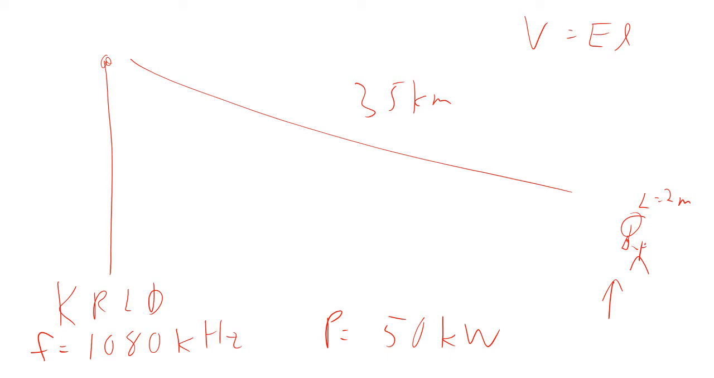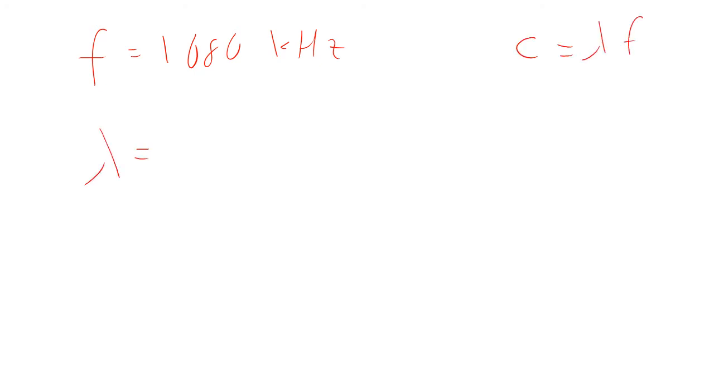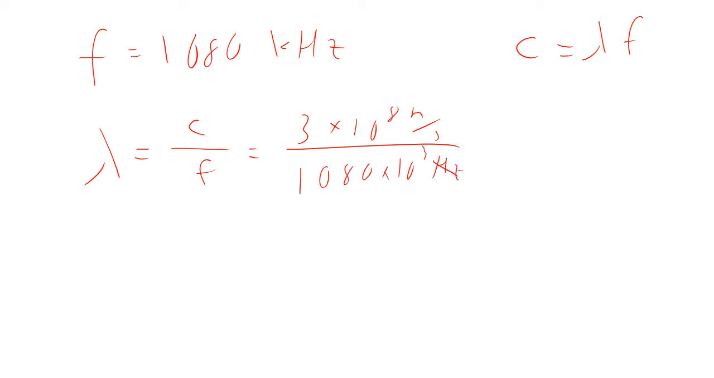So first of all, let's look at KRLD. The frequency is 1080 kilohertz. So for the wavelength, we know that c equals lambda f, so the wavelength is going to be equal to c divided by f, so 3 times 10 to the 8th meters per second divided by 1080 times 10 to the 3 hertz. That cancels this, okay. And so what we find is a wavelength of 278 meters, which is relatively long compared to some other things.